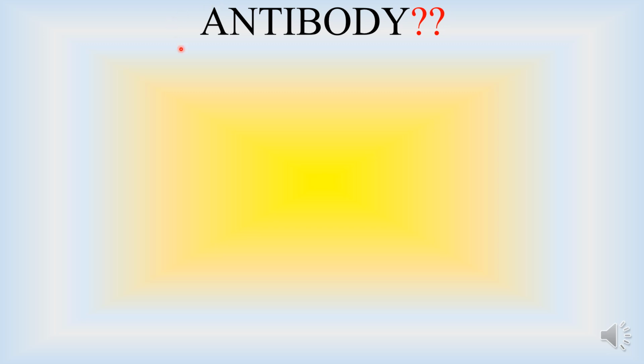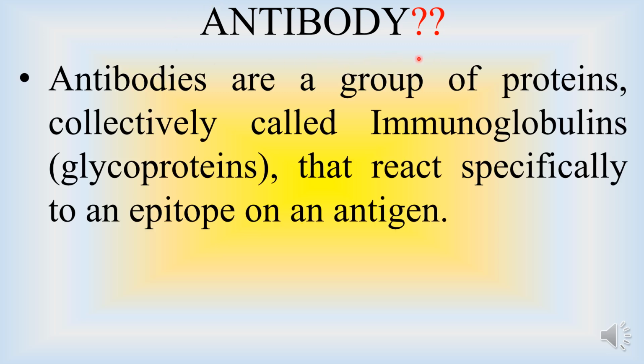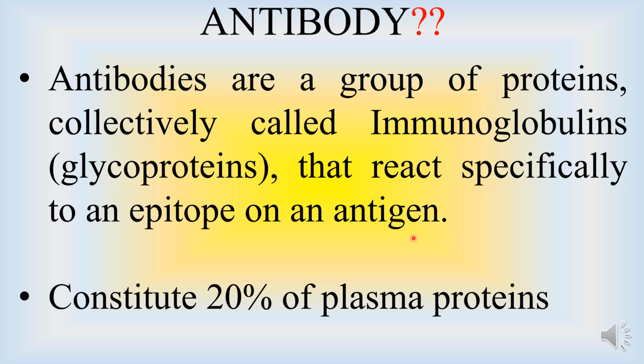Now we will try to define an antibody. So antibodies are a group of proteins collectively called immunoglobulins. These are glycoproteins in nature that react specifically to an epitope of an antigen. So it's very important for you to understand that an epitope is that region of an antigen which elicits immune response and which binds to the antibody. These antibodies constitute 20% of plasma proteins.